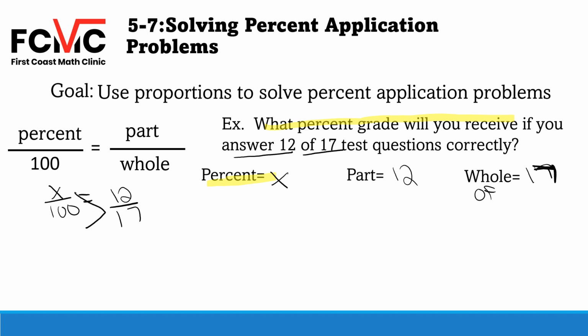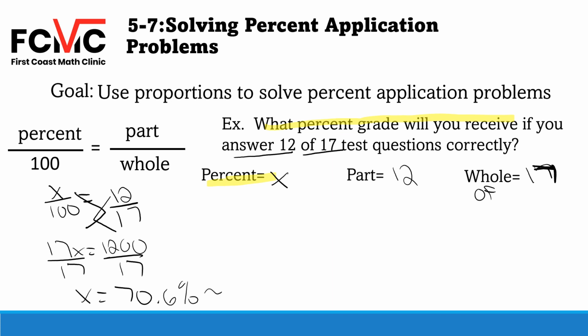Now we can cross multiply. x times 17, 17x. 12 times 100, 1200. Divide by 17 and 17, and we get 70.6%. If we want to round that to the nearest whole number, we're going to get 71%.